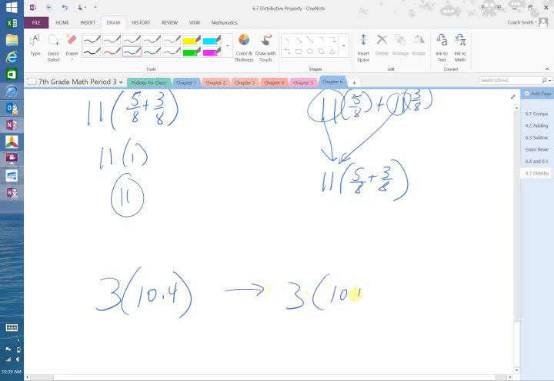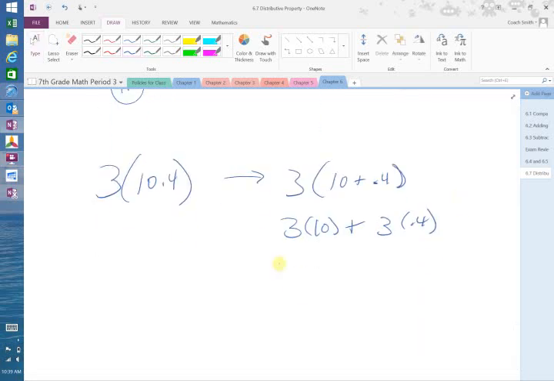We used the distributive property and basically said this. 3 times 10 plus 0.4. What is 10 plus 0.4? 10.4, right? Okay. Then I asked Emma for 3 times 10. I asked Nikki for 3 times 0.4. Then we told Zach to add those two together. That's the distributive property. Okay? You have actually used the distributive property since 2nd grade. You just didn't know there was a name for it.